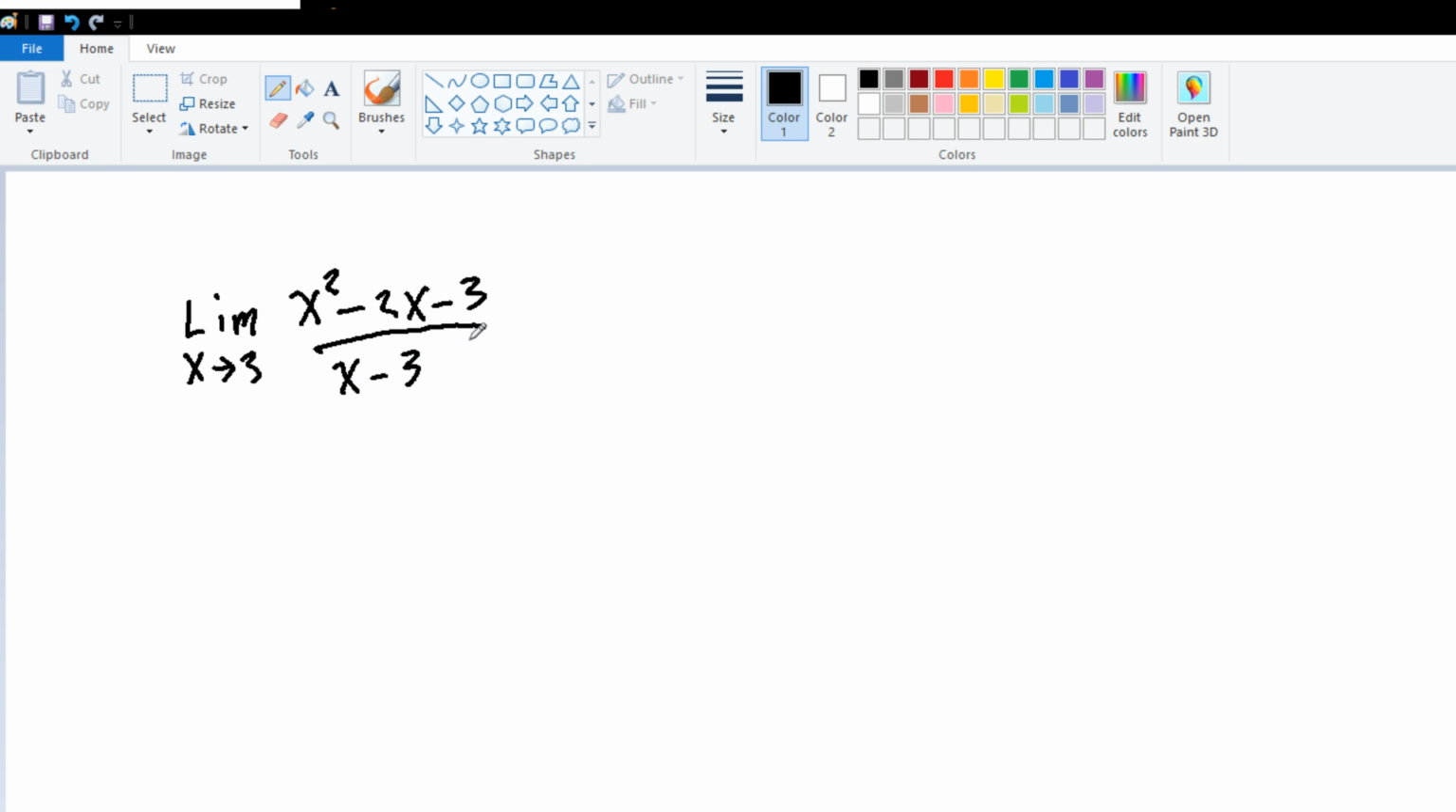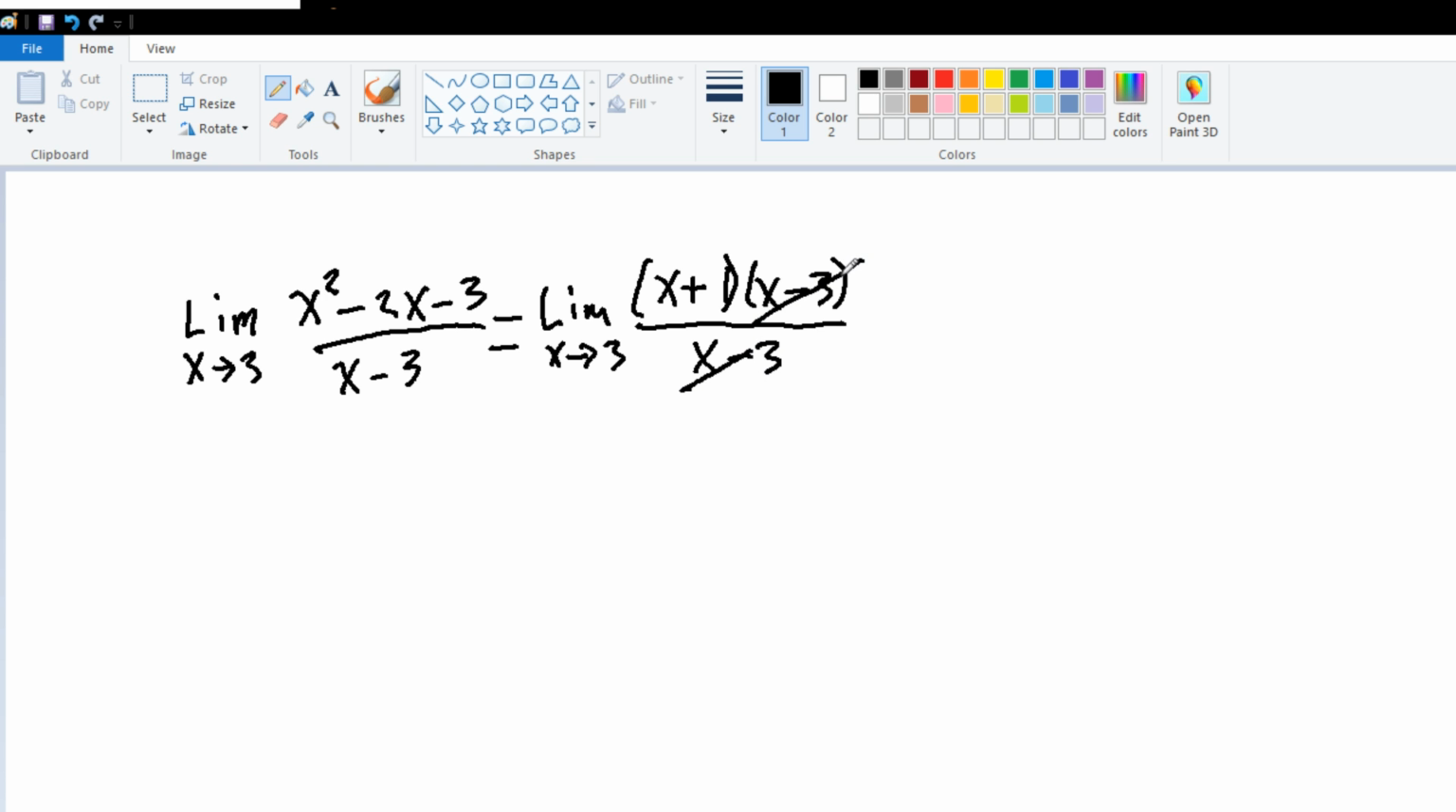Okay, so we want to solve this limit. Now, this fraction factors and cancels really nicely. So I'm going to do this. The limit as x goes to 3 of x plus 1 times x minus 3 over x minus 3. And this will cancel, and the limit will be 4.